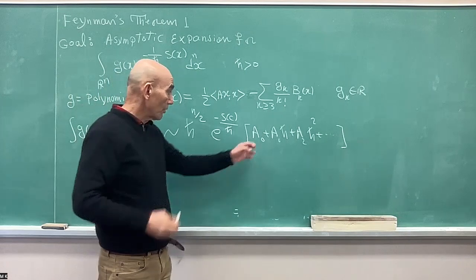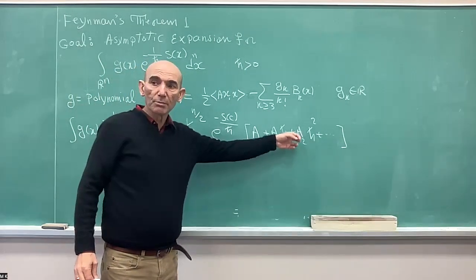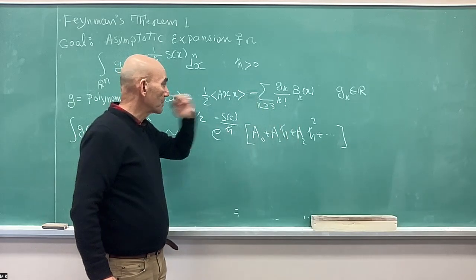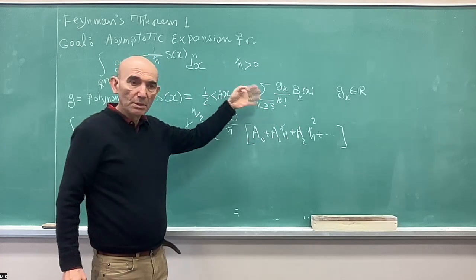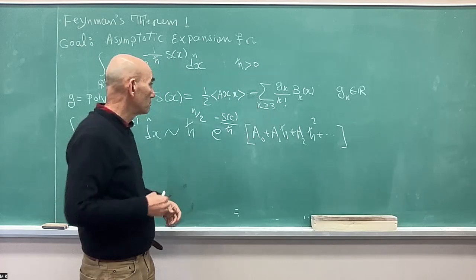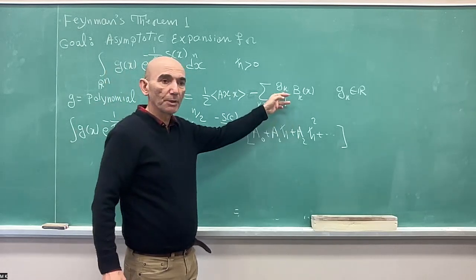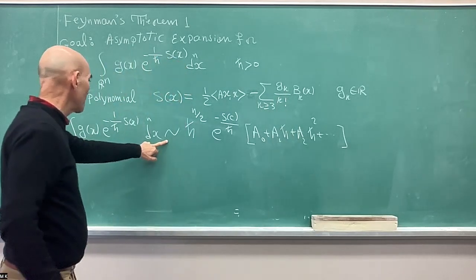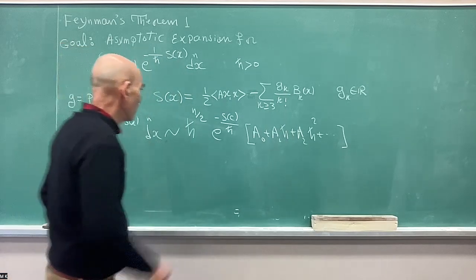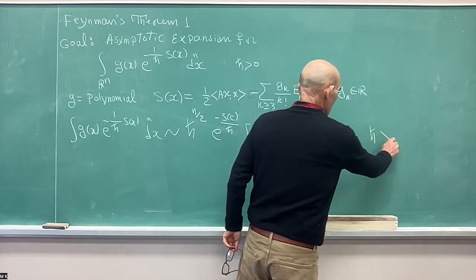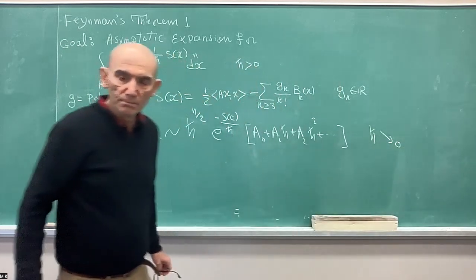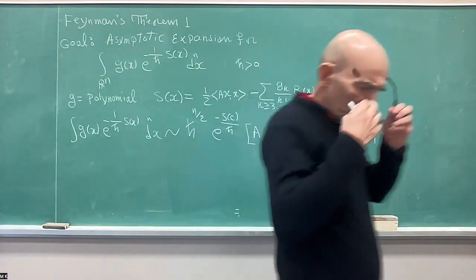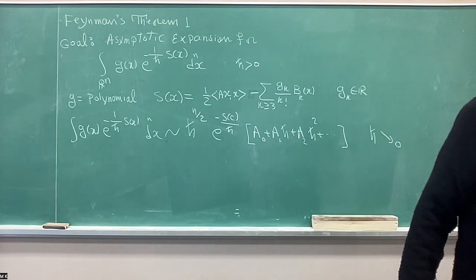But these coefficients a0, a1, a2 are combinatorial coefficients that can be written in terms of summing over graphs. That's what we want to do, and they're going to be functions of these coupling constants as well. So this asymptotic expansion is going to be valid as h bar goes to 0, or h bar small, or 1 over h bar big. So are we okay with this so far?